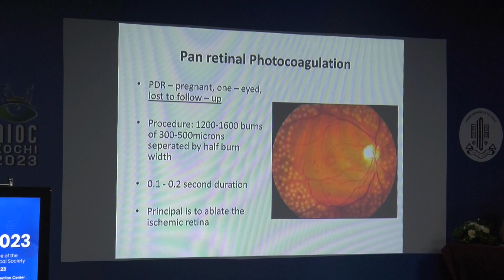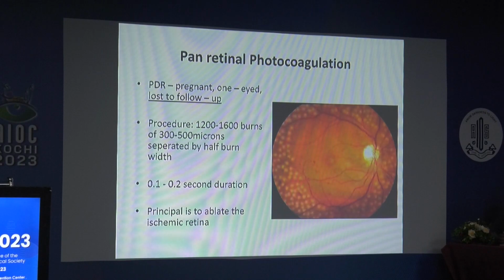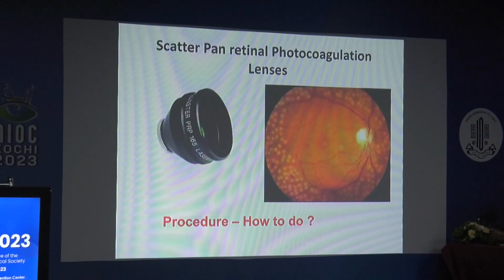How to do a PRP? Very briefly. Usually we need approximately 1600 minimum burns, which is done all over the retina, over a period of 2 to 3 sittings. The laser settings would be around 0.2 seconds duration with a power of more than 200, and the burns should be separated by half a burn. So the main principle is to ablate the ischemic retina.